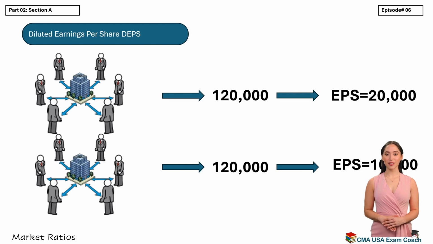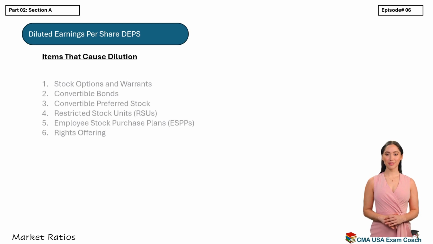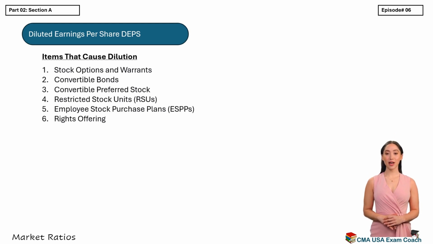When we talk about diluted earnings per share, we're referring to how potential dilution affects the number of shares outstanding. But what exactly causes dilution? Let's break down the key items that contribute to dilution. Items that cause dilution: stock options and warrants. Stock options are contracts that allow employees, executives, or other stakeholders to purchase shares of the company at a fixed price, usually lower than the current market price.